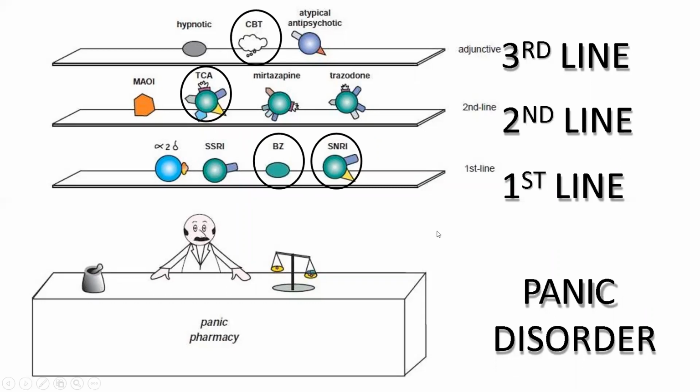And in panic disorder, the combination of benzodiazepines and SNRI is commonly used. They usually avoid SSRIs because they may have a lot of side effects. Tricyclic antidepressants are used as second line, and also CBT. Cognitive behavioral therapy is obviously used as adjunctive therapy in the third line.